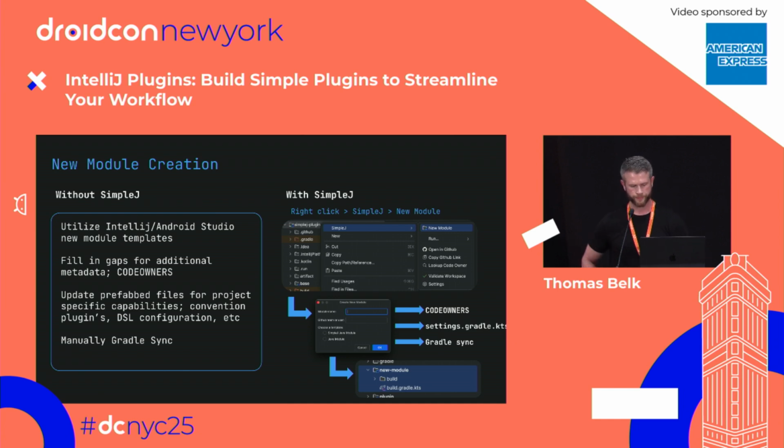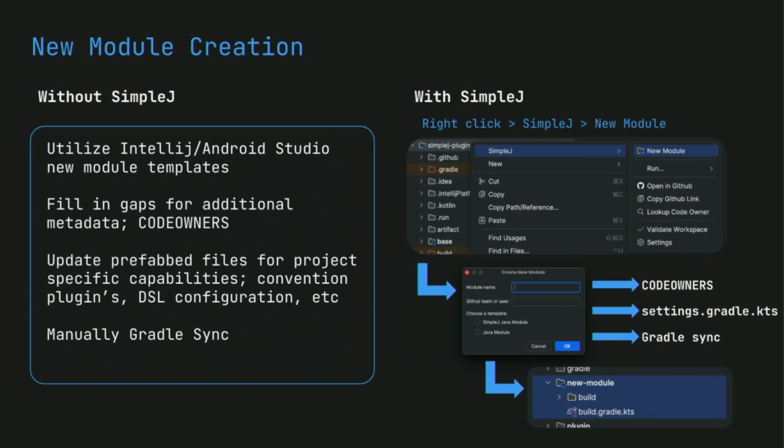the new module. With IntelliJ, engineers only need to right-click on the directory they wish to add a new module within, click New Module, fill in a few details like the module name, the code owner, GitHub team, or username, and then the template of their choice. IntelliJ will leverage the templates defined within the config.json file, update code owners, settings Gradle KTS, and trigger a Gradle sync.